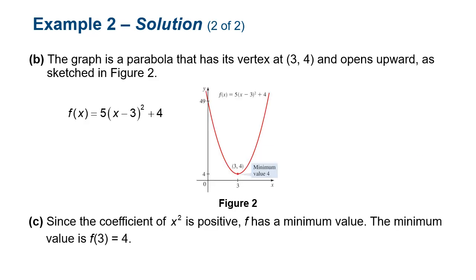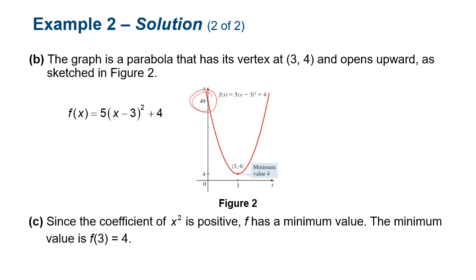So if I went right 3 and up 4, I would have my vertex at (3, 4). That would be my minimum value because it's an upward parabola. I could also find the y-intercept and the x-intercepts. Well, you see, there wouldn't be any x-intercepts for this one also. Our y-intercept can be found to be 49.